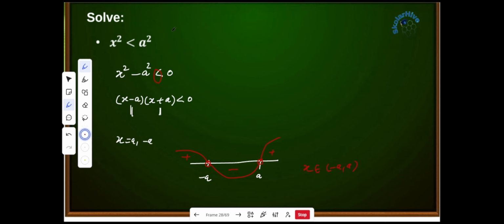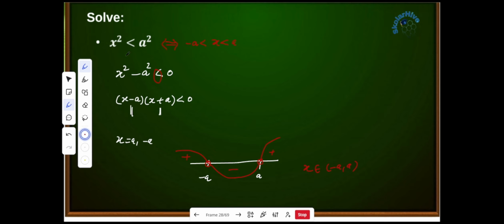So this is the direct result that we need to keep in mind, that we can directly use in problem solving. Whenever we are given the expression x square less than a square, we can write it as x less than a and greater than minus a. And this is vice versa, which means if we are given x lying between minus a and a, then x square is also less than a square.